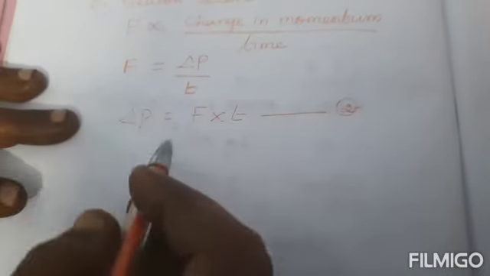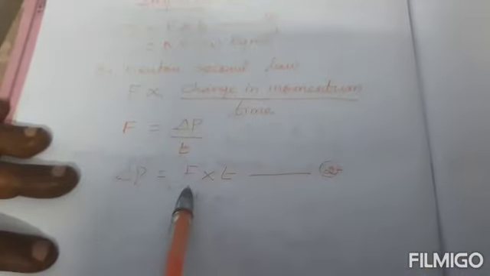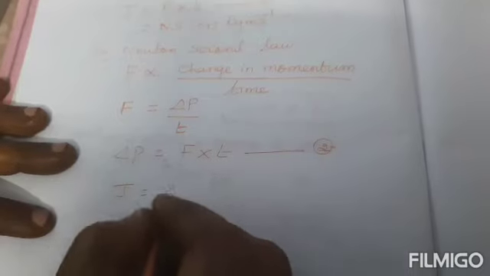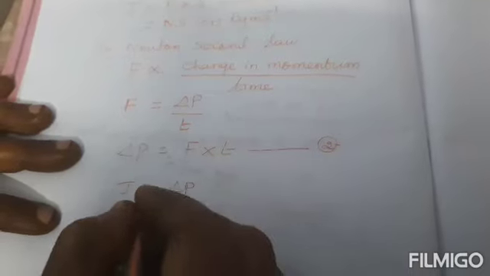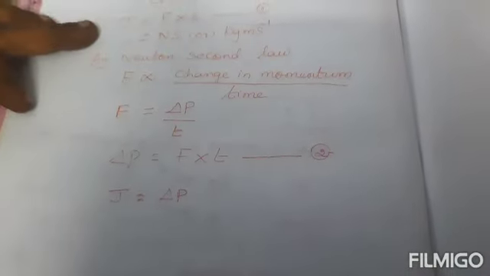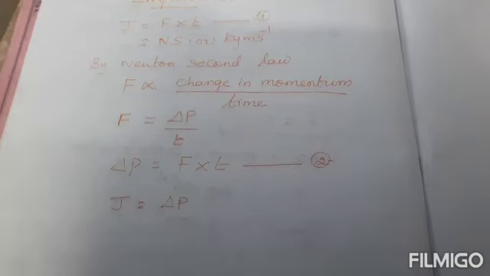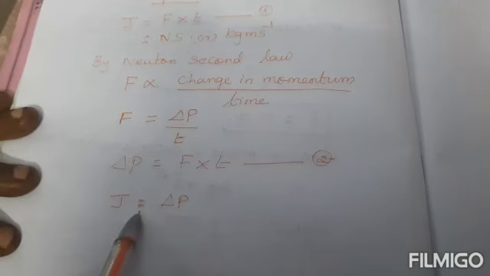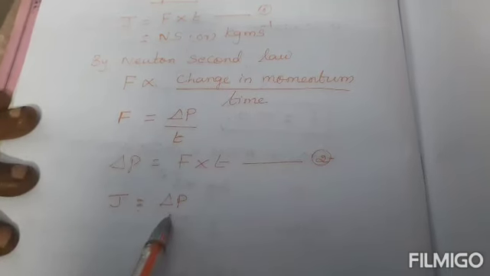From equations 1 and 2, see here, also in equation number 1, F into T. Here also F into T. So this side is the same, no? So we can write J equals delta P. Both sides are the same, so F into T cancels and you get J equals delta P. So impulse is also equal to the magnitude of change in momentum.